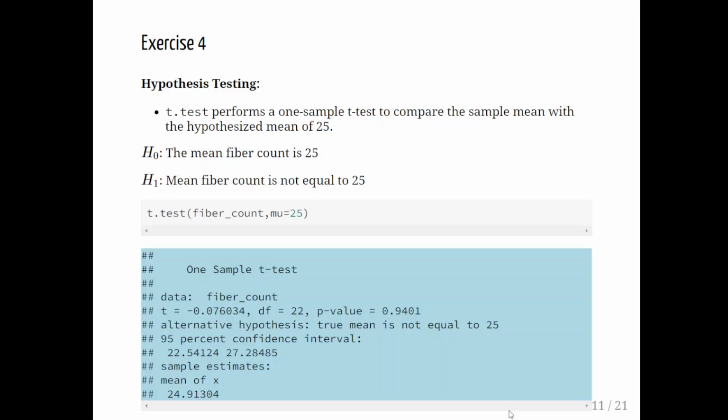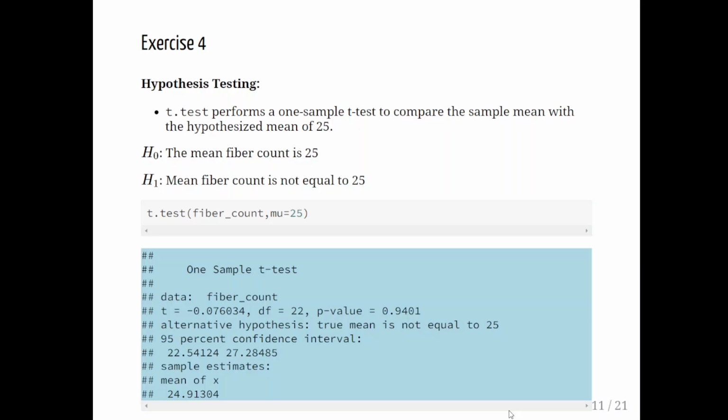So exercise 4. What we're going to do here is test the hypothesis that the mean fiber count is 25. This is for the entire population of fiber counts that this study is relevant to. So the null hypothesis is that the mean fiber count is 25. The mean fiber count not being 25 is the alternative hypothesis, okay? And we're going to use a t-test here.